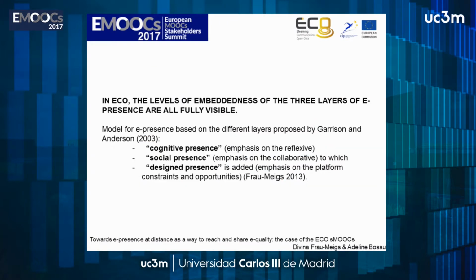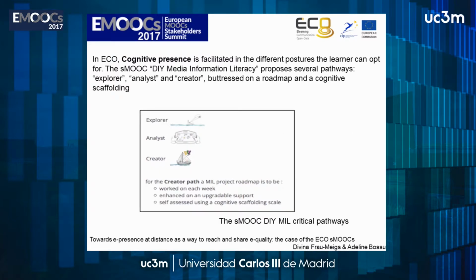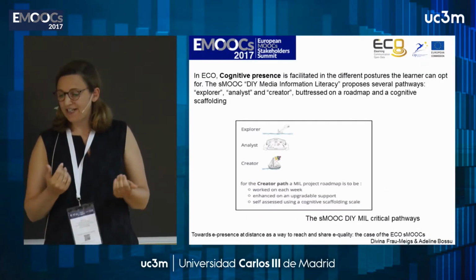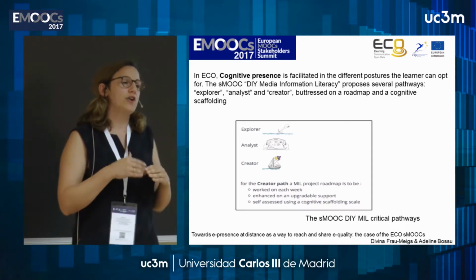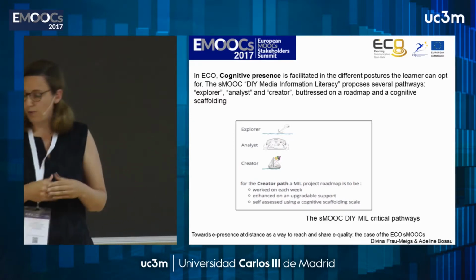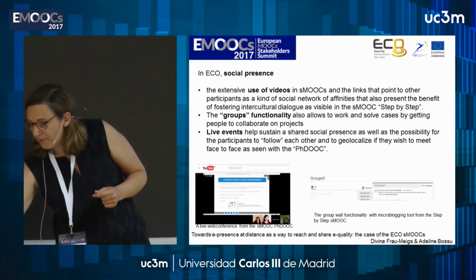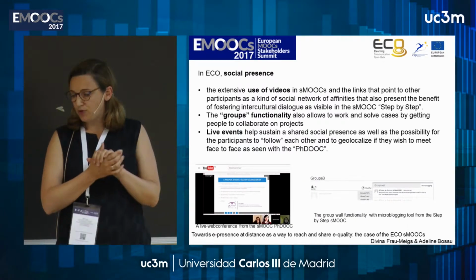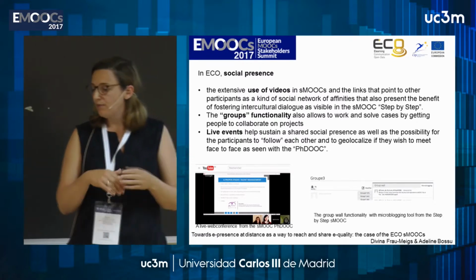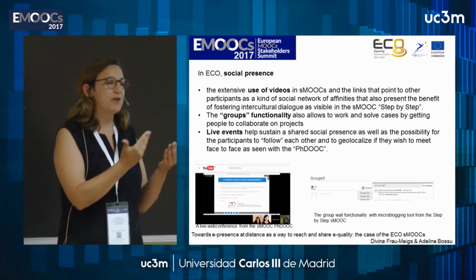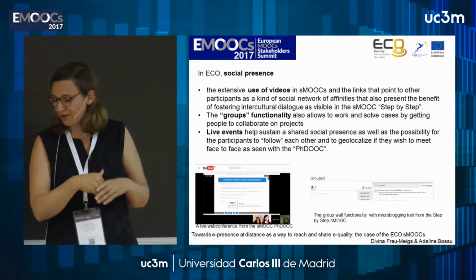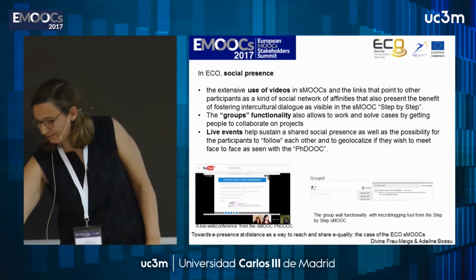So this is for the ECHO project. I hope you understand. Now we want to show you how in ECHO we have ensured this e-presence. First, cognitive presence is facilitated through the different postures that the learner can adopt. For example, in this MOOC, the learner can choose the learning pathway he wants. We also ensure social presence with the use of videos, but also live events, group functionality, and peer review, as we just saw in the presentation before.